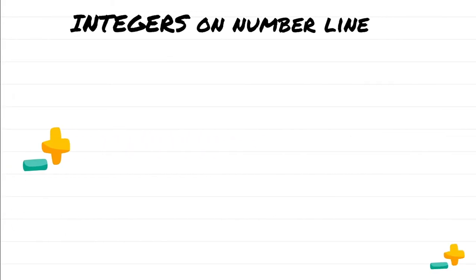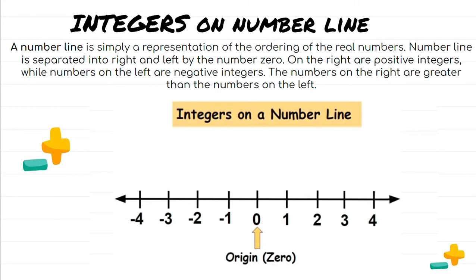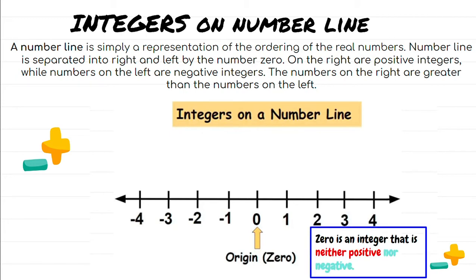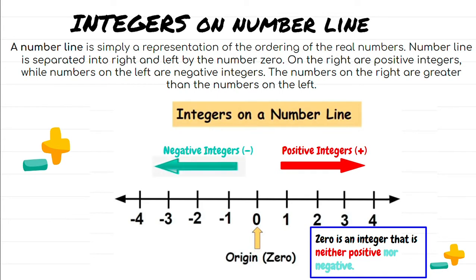Integers on a number line. A number line is simply a representation of the ordering of the real numbers. The number line is separated into right and left by the number 0. 0 is an integer that is neither positive nor negative. On the right are positive integers, while numbers on the left are negative integers. You may or may not affix the positive sign in a positive integer, but you must affix the negative sign in a negative integer. The numbers on the right are greater than the numbers on the left.